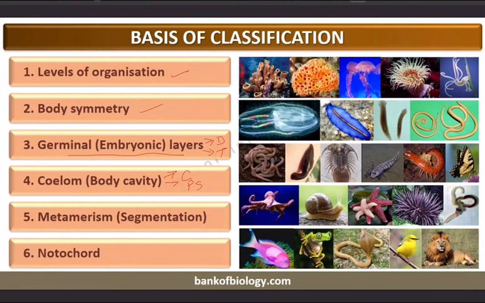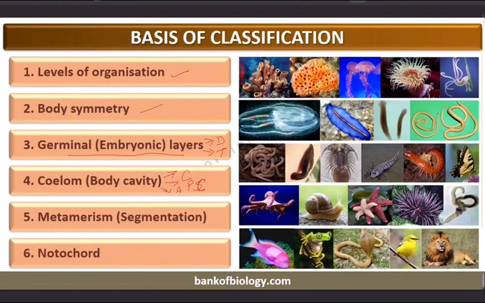And then there are animals that seem to have a body cavity, but it is not lined by mesoderm. Instead, mesoderm is present in scattered pouches in between ectoderm and endoderm. Then we say pseudocoelomates. Pseudo means false coelom. Then of course we have animals where there is no coelom at all. We call them acoelomates. So based on coelom, we have three types of animals: true coelomates, pseudocoelomates, and acoelomates. For example, Platyhelminthes doesn't have a coelom.